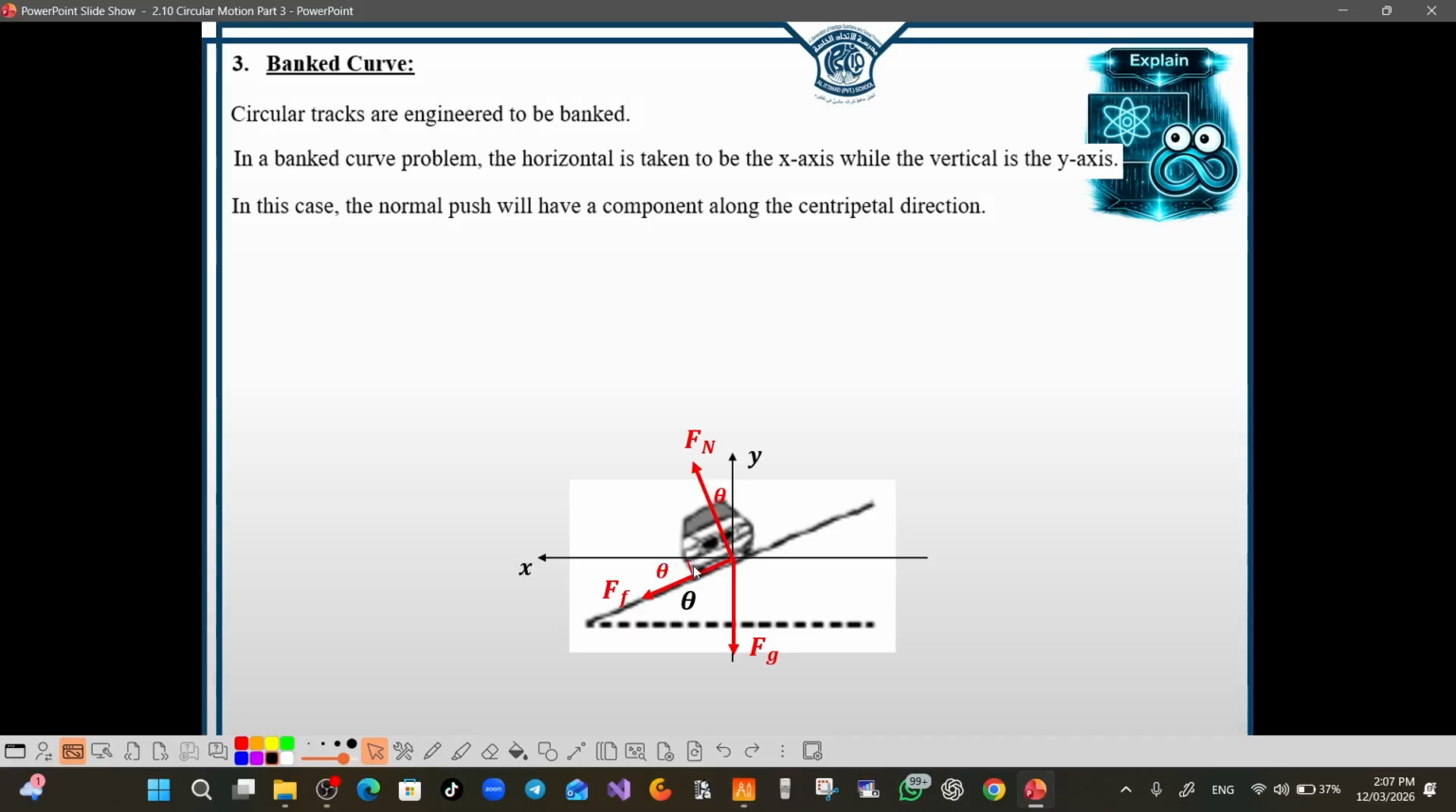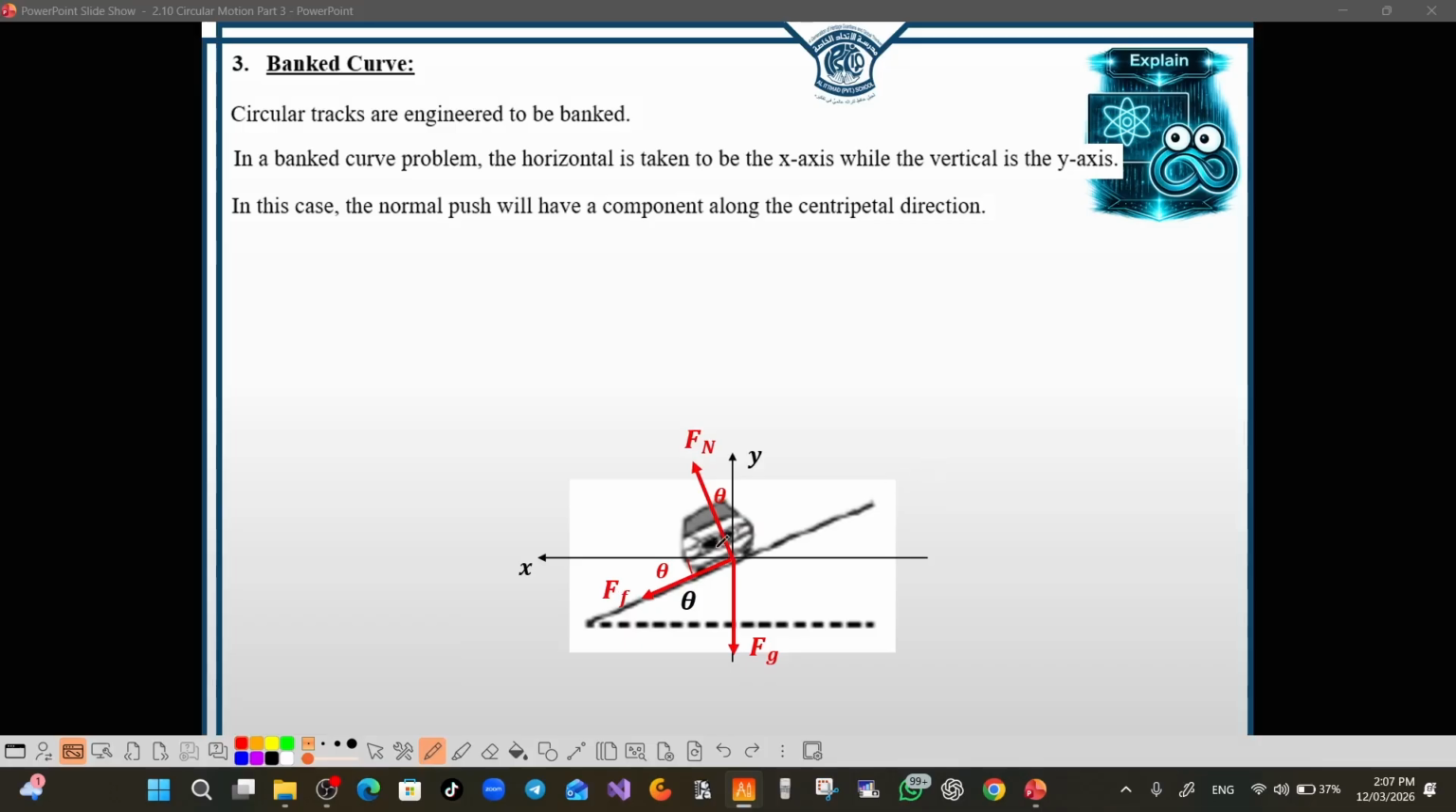Now, the centripetal force consists of two components from the Fn and Ff. We know that the Ff can be decomposed into two components, the Ffx and the Ffy, and for the normal push, we have another two components: the Fnx and the Fny. So what did I do? I just decomposed the Ff into two components, one of them along the x-axis and the other along the y-axis, and I repeated the same thing for the normal push. Now these two components here, since they are inward toward the center, will be promoted to form the centripetal force.